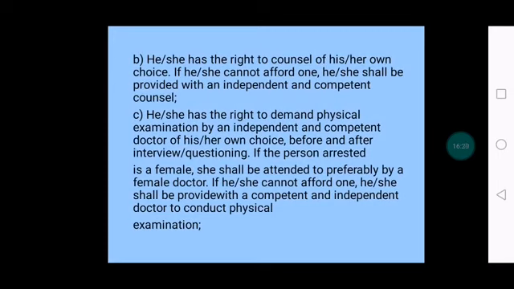He or she has the right to counsel of his or her own choice. If he or she cannot afford one, he or she shall be provided with an independent and competent counsel.